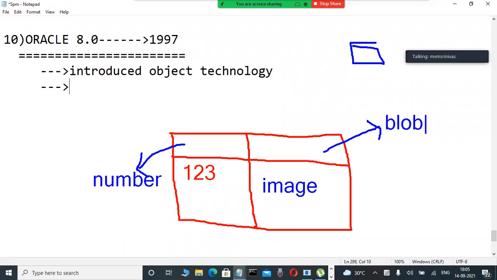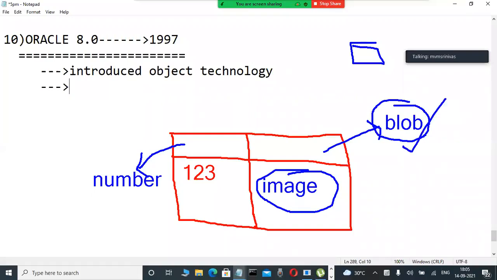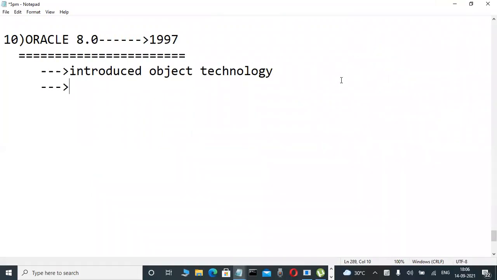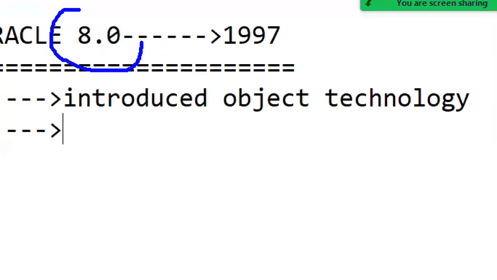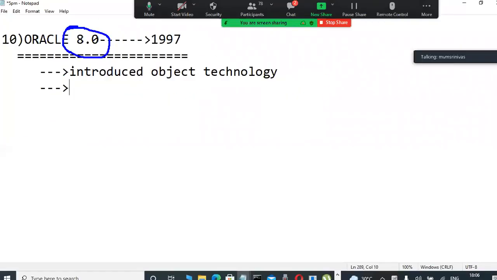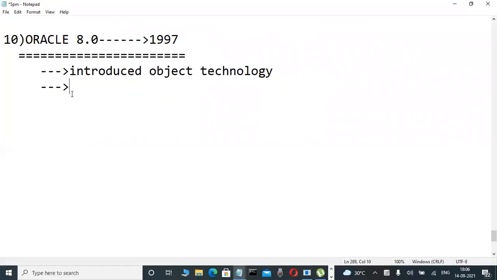BLOB is a data type. Binary large object is a data type. We use the BLOB data type for loading images, video files, and binary data. BLOB, CLOB, BFILE, so many data types are there. Those data types were introduced in Oracle 8.0. Nowadays, they are supported by all databases worldwide.